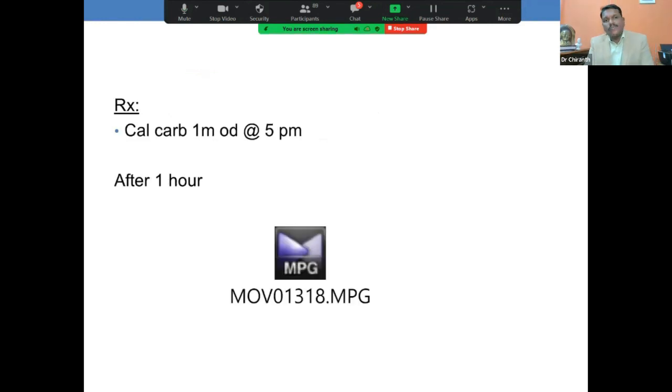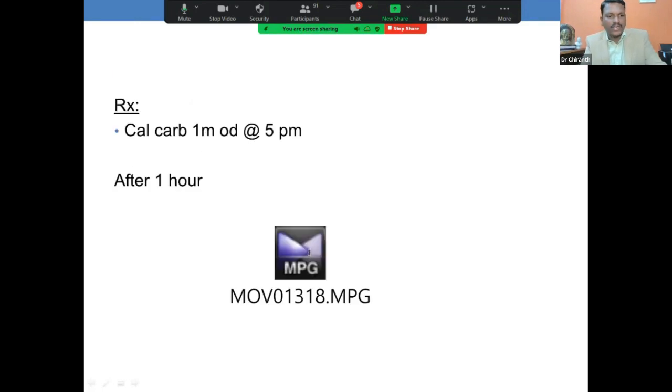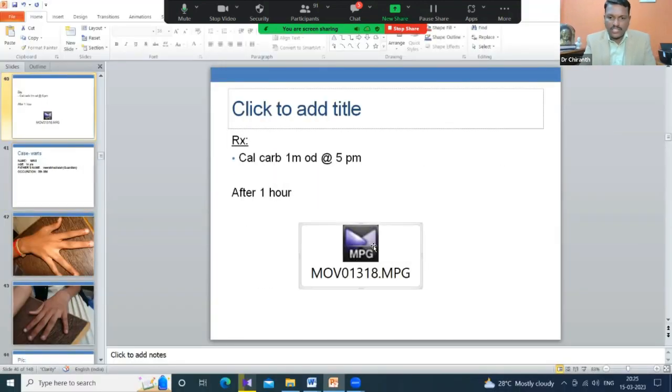So, Calcarea carb 1M, based on all these symptoms, was given at 5 o'clock after the acute history and the chronic symptoms we took. And I have a video here which I took just 1 hour after, when the cough had been there for the past 3-4 days. And in just 1 hour, you could see the changes.